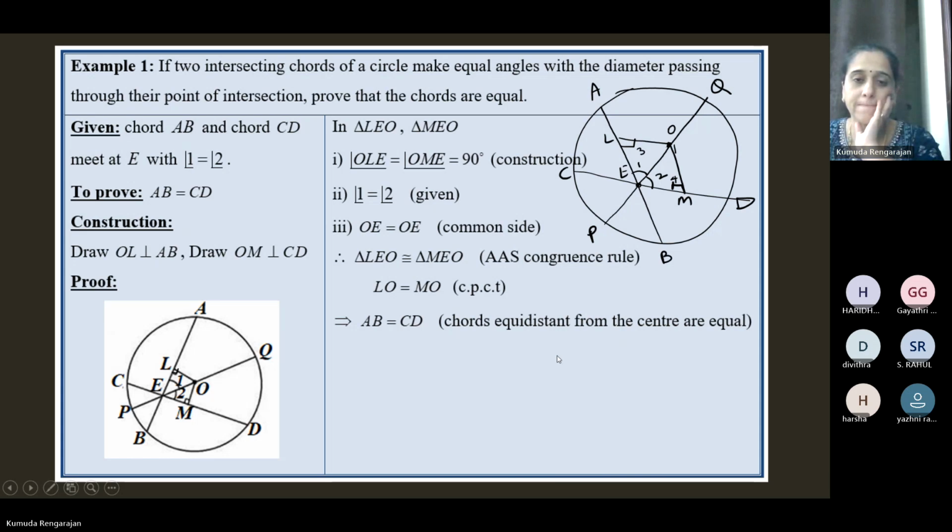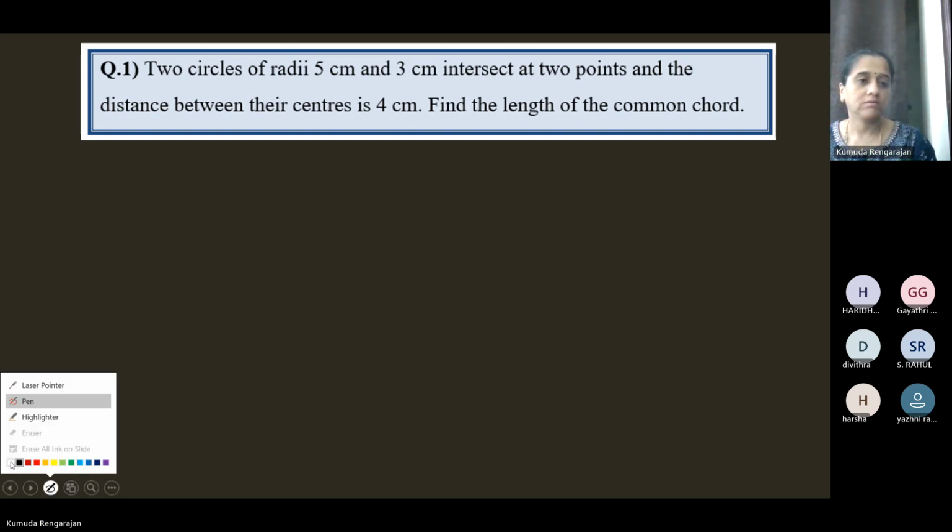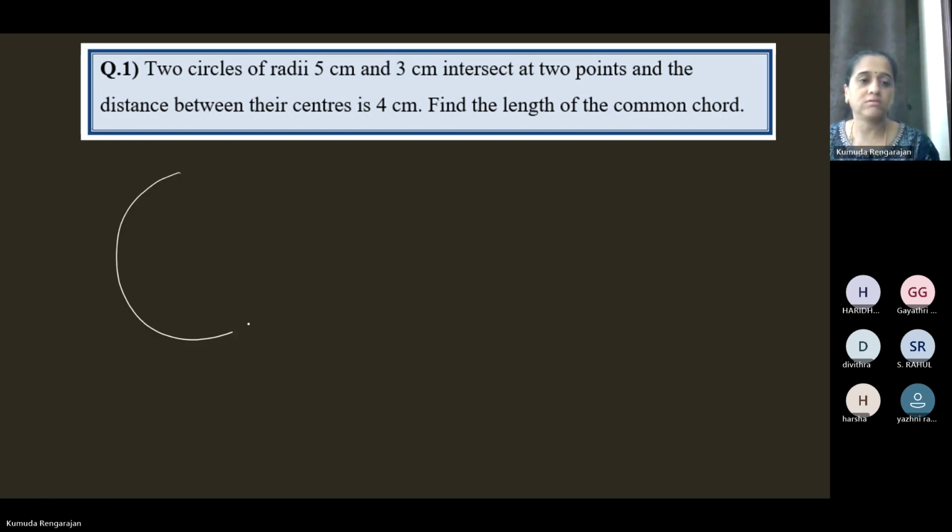Next one. This we didn't do in that session where we did the other questions. Two circles of radii 5 centimeters and 3 centimeters intersect at 2 points, and the distance between their centers is 4 centimeters. So two circles, one of radius 5 centimeters, another of radius 3 centimeters. They intersect at 2 points.